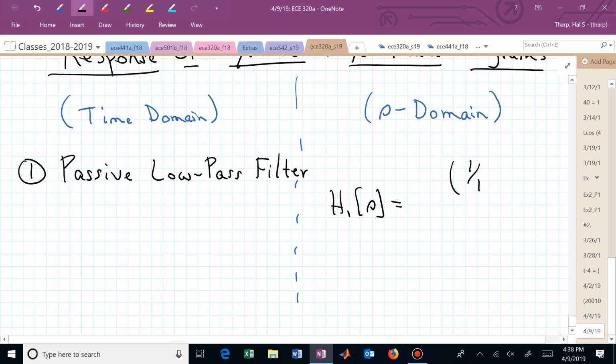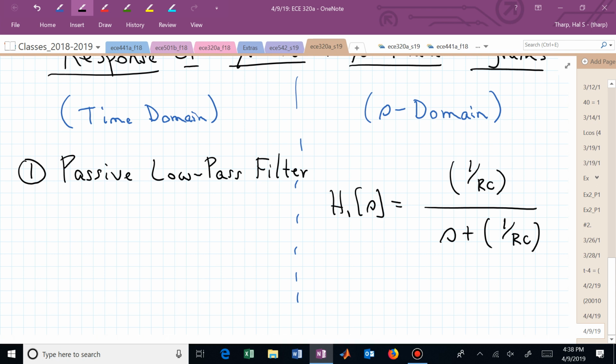This was our passive filter in pole zero form, wasn't it like that? What's our DC gain? Plug in S equal to 0 and you get 1 over RC over 1 over RC, or 1. That looks good. And what are you doing at high frequencies? S gets really big. Oh, we're attenuating at high frequency. So this is low pass.